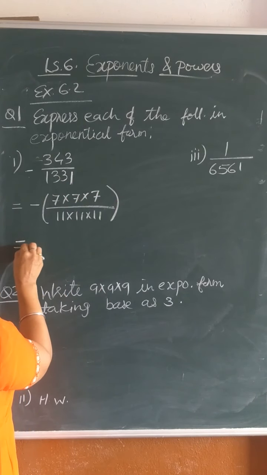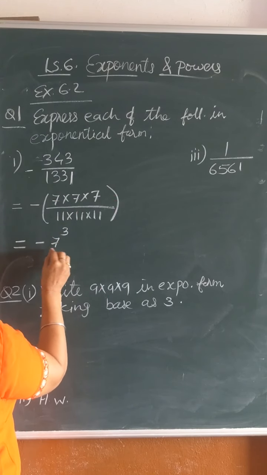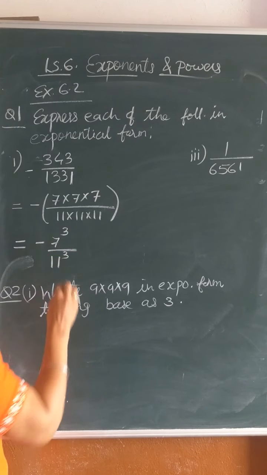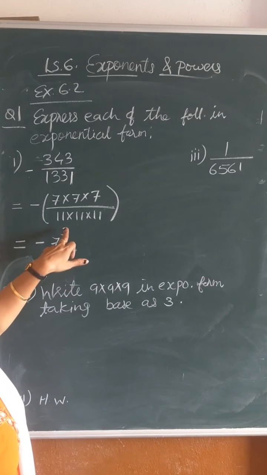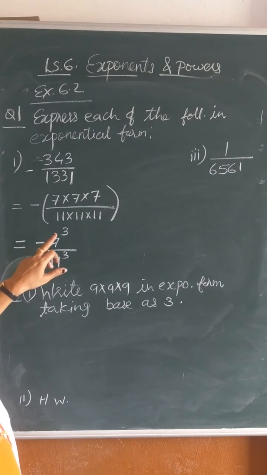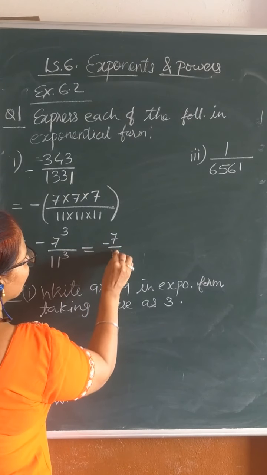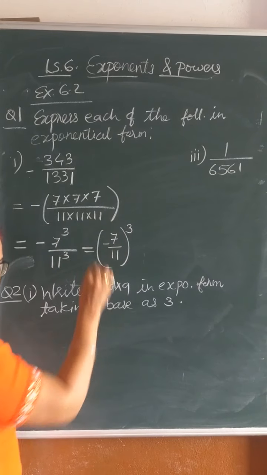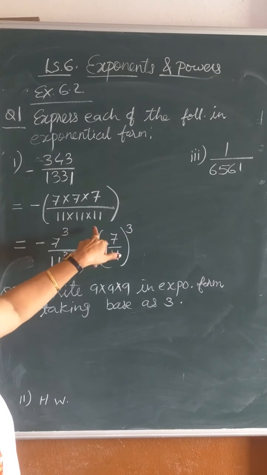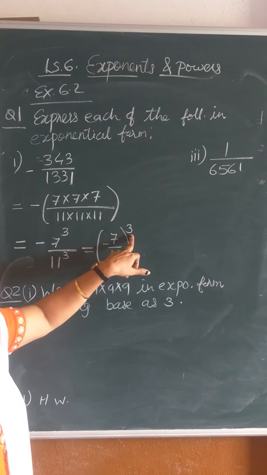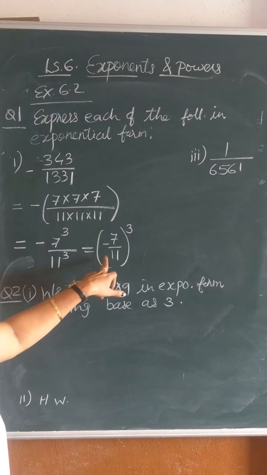Now see, this minus will be as it is. Now 7, how many times did you get? 3 times. And 11 also, how many times did you get? 3 times. Now here you can see the base is different but the power is the same. So this can be written as minus 7 by 11, whole raised to the power 3. As you can see, the power is the same, so you can take a bracket and write the power as 3. It shows that 3 is the power of the numerator as well as the power of the denominator.